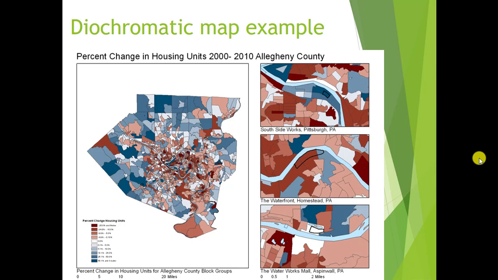I keep saying you could do multiple maps. This is actually inset maps, maps inside maps. If this is Allegheny County with Pittsburgh, it's an example for the book. Yeah, and I could map out a percentage change in housing units. I also can go in and say, here are specific sites I'm interested in as a close-up.